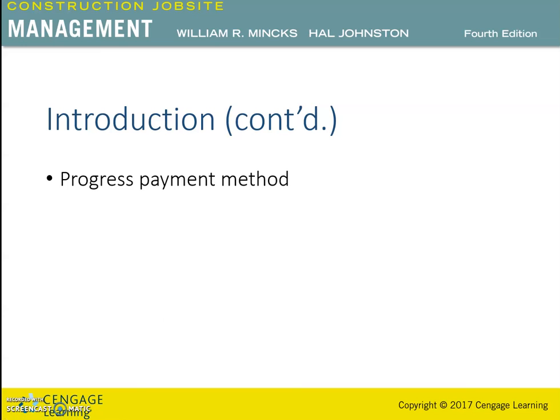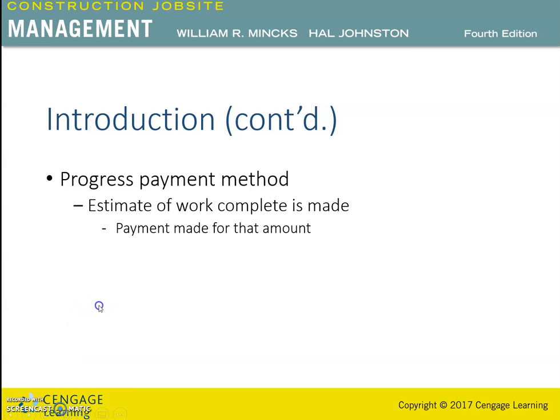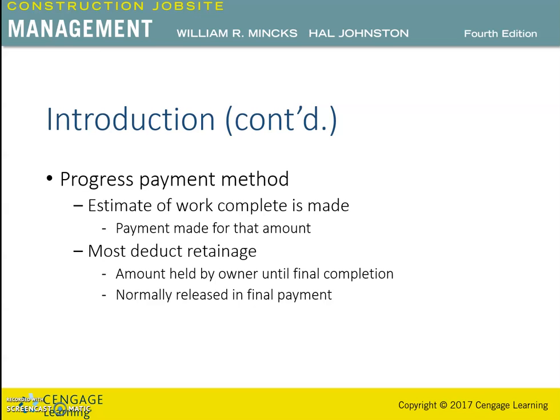So, progress payment reflect payment for the work in place and material delivered during the application period. Under the progress payment method, an estimate of the work completed is made and payment is made for that amount. Most contracts deduct an amount of retainage from the amount earned during the period. Retainage is an amount held by the owner until the final completion of the contract.